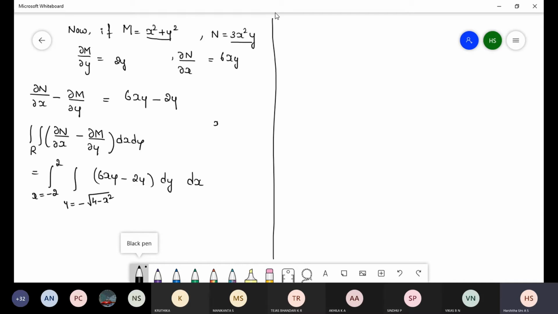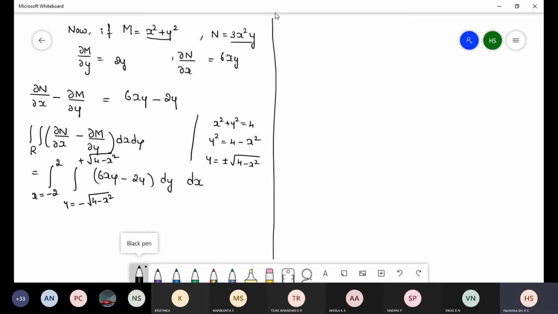How? x square plus y square is equal to 4 according to the question. So we want the y limit. So y square is equal to 4 minus x square. Apply the square root on both sides. y is equal to plus or minus root of 4 minus x square. So I just write minus root of 4 minus x square here, plus root of 4 minus x square here.